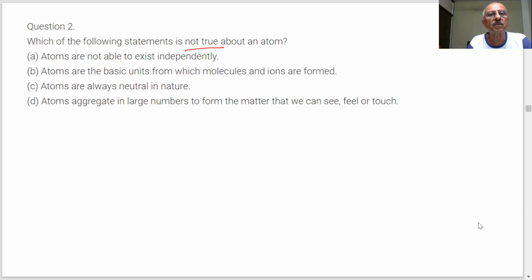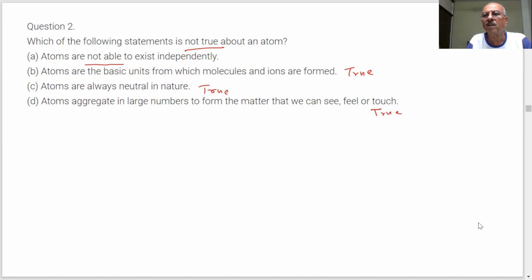Sir, I think option D is correct. Option D. He is saying not true. Atoms aggregate in large numbers to form matter. That is correct. What is wrong? Whatever matter we have, that is made up of atom aggregates. Even we are made up of atom aggregates. This statement is true. Atoms are neutral. True. Atoms are basic units from which molecules are formed. True.